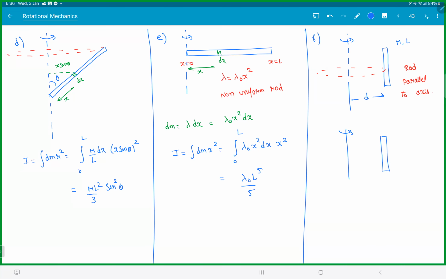See, what is the distance of this point from the axis? D. What is this distance? D. What is this distance? D. All are at the same distance, right? So therefore I is equal to M d square. It doesn't depend on the length. Isn't that what we said? As long as you keep the distance the same, I don't care. I can just compress the entire rod into a single particle at a distance d and finish it off. Have a look at this.